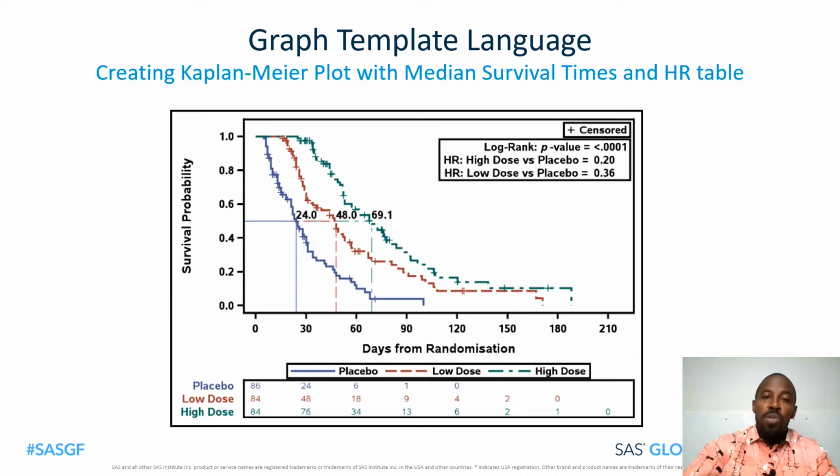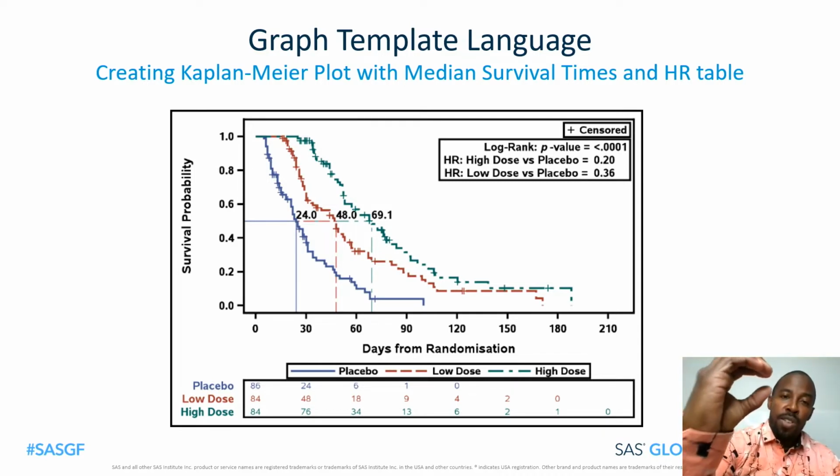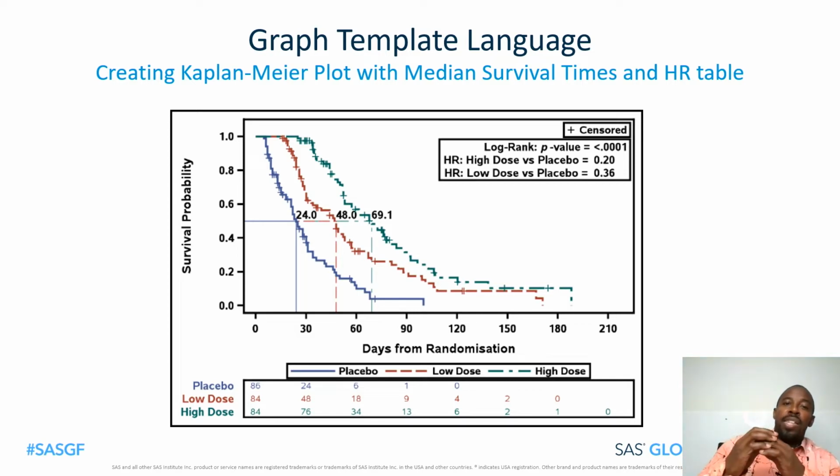This plot also displays the censored legend in the top right-hand corner of the graph, and there is a box which shows the log-rank p-value and the hazard ratios between the placebo and the treatment groups. The bottom of the plot displays the patients at risk numbers. You can see that at the start of the trial, there were 86 patients in the placebo group and 84 patients in the low dose and the high dose groups.